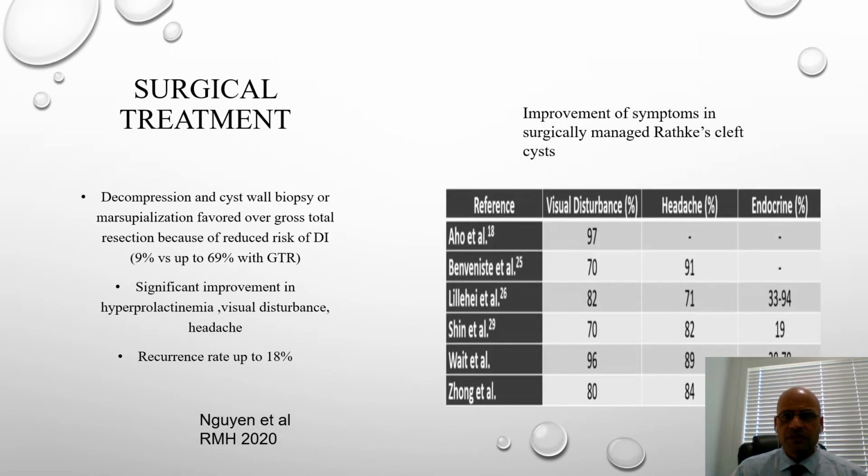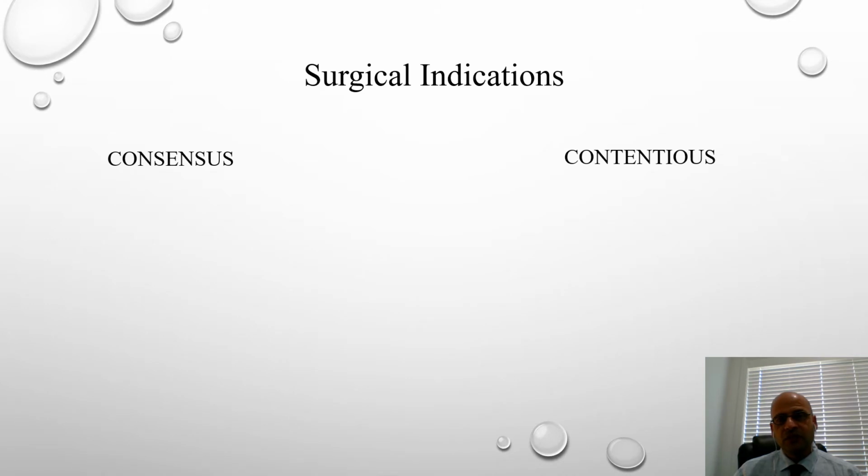And this is a study that showed the improvement of symptoms. I'm sorry, my photo is actually blocking this study here. Essentially, this more popular meta-analysis showed up to 94% improvement in endocrine function. This is primarily driven by improvement in prolactin levels in this meta-analysis. And from this meta-analysis, I will have to take you through the indications for surgery in Rathke's cyst. There are indications that have consensus and others are contentious.